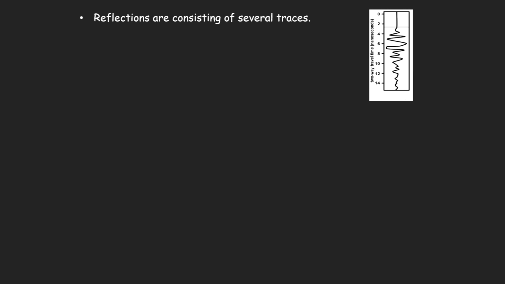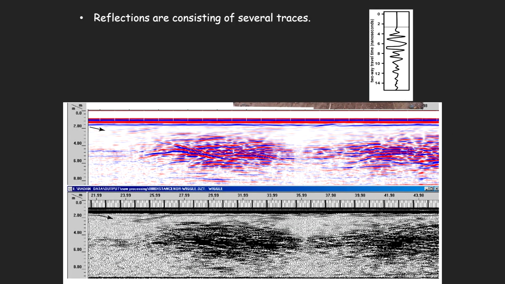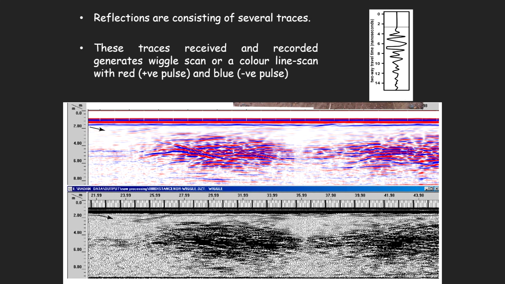So, reflections: as I told, we can have several traces and that can produce a sort of reflection profile that has been seen here, and this is what we are looking at. The line is the line scan, where we are looking at the positive pulse. So we are having the sinusoid, that is what I was talking about. If you take this line, then you are having negative, positive, negative, positive, and so on. This is what we call a wiggle, and this one is the representation where we are having the line scan with the red and blue pulses.